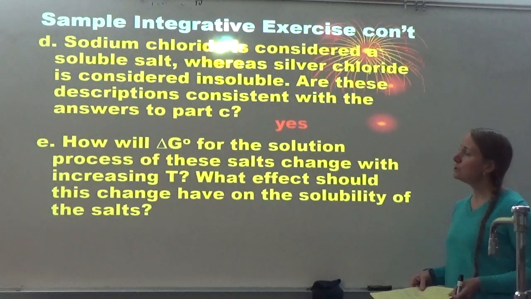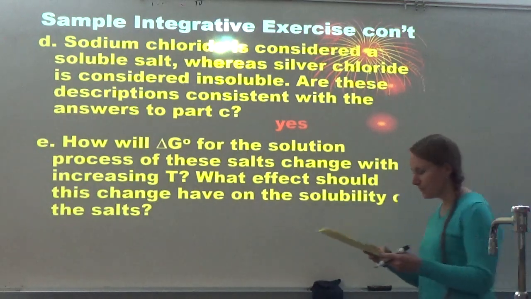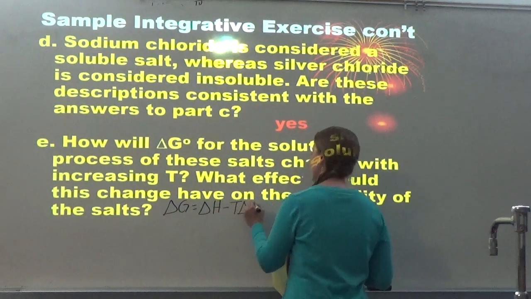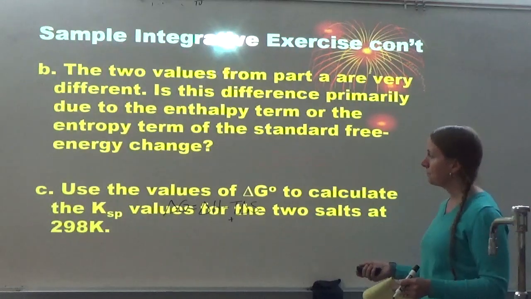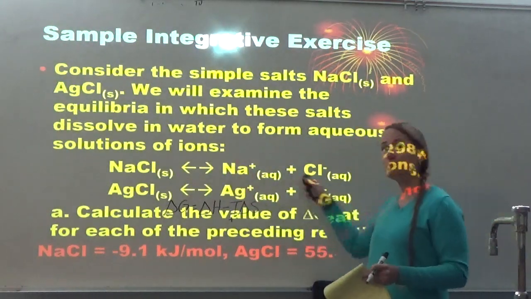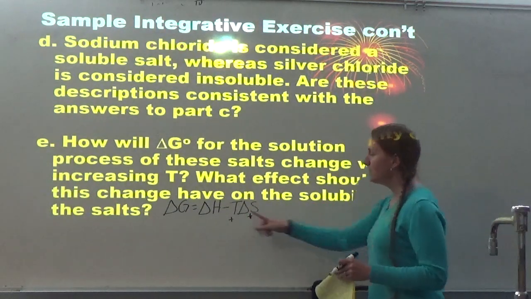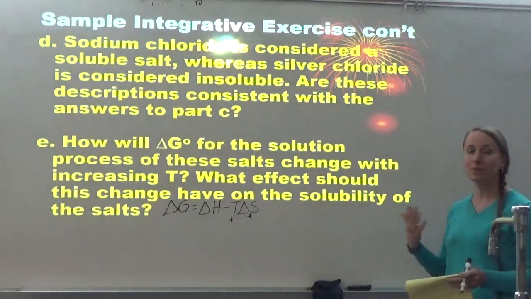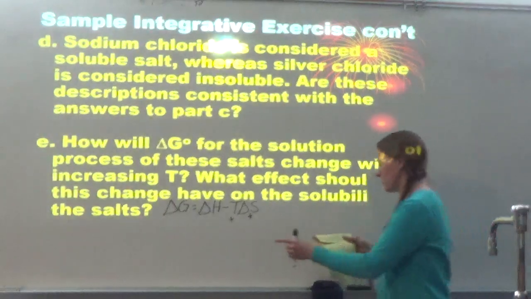All right. Then part E says, how will delta G for the solution process of these salts change with increasing temperature? What effect should this change have on the solubility of the salts? Okay, so here we have our delta G equals delta H minus T delta S. We know T is positive. Okay, we know entropy. Here, I'm going to click back real quick. We can see we have a solid splitting up, so we know our entropy is also going to be positive. Okay, so that means this whole value is going to be negative, like we're subtracting from the delta H. Okay, so what that means is both of our delta S's are positive, so this whole thing is going to remain negative.